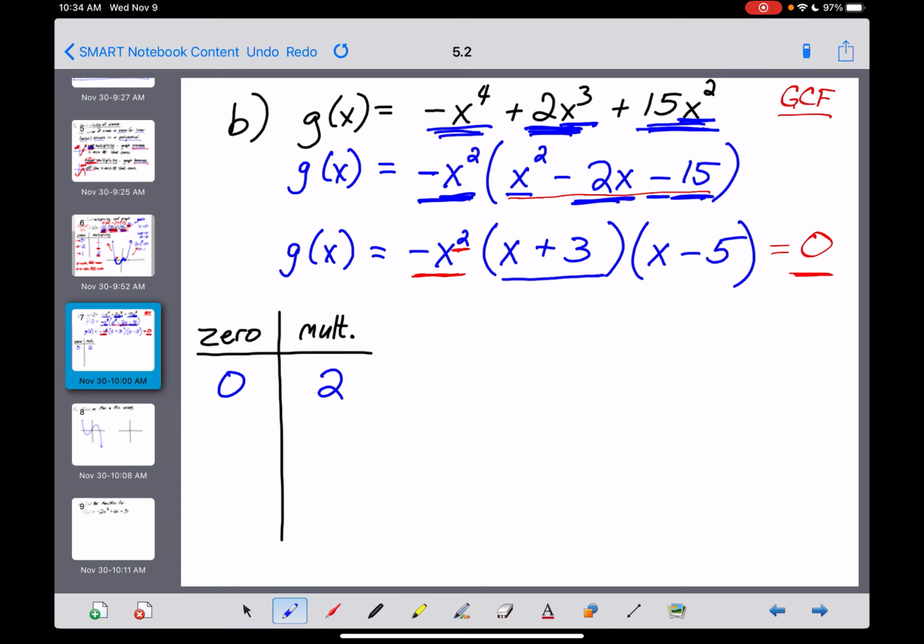I've got a 0 that comes from right here. Setting x plus 3 equal to 0 would get me x equals negative 3. And because there is no exponent up there, we know that's really an exponent of 1. So that would be our multiplicity of 1 for that 0 of negative 3. And lastly, what value of x would make x minus 5 equal 0? 5 would be our last zero here, and again, just a multiplicity of 1.